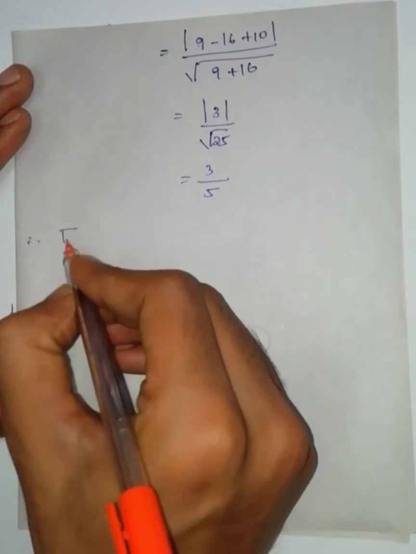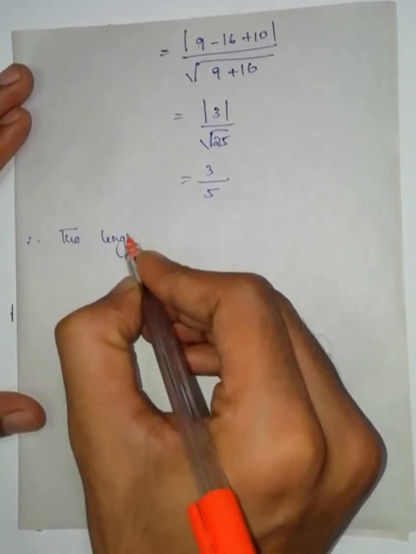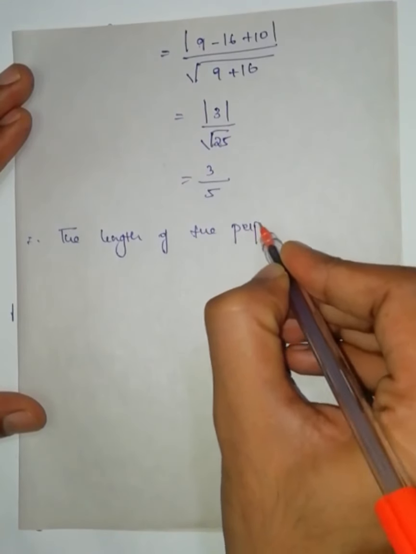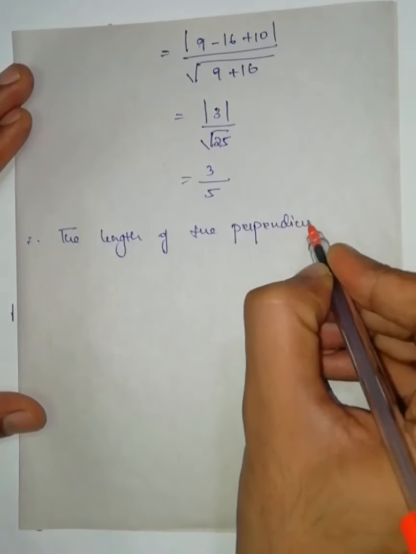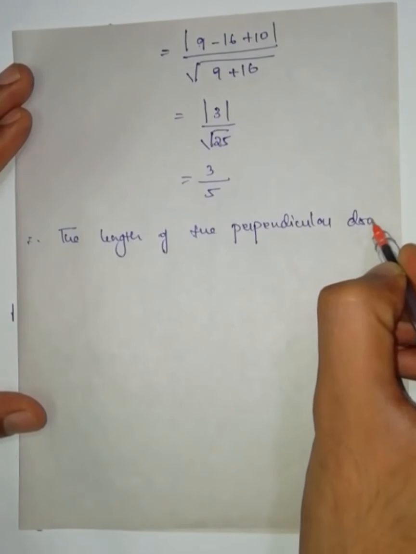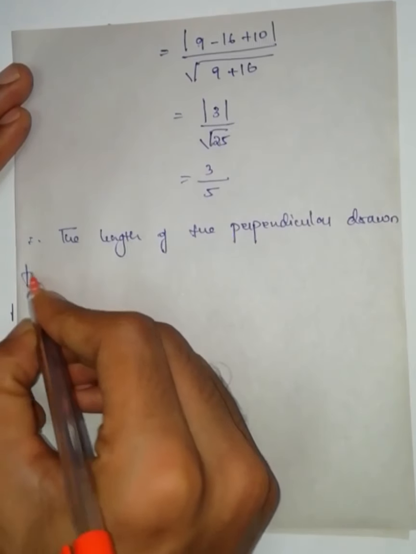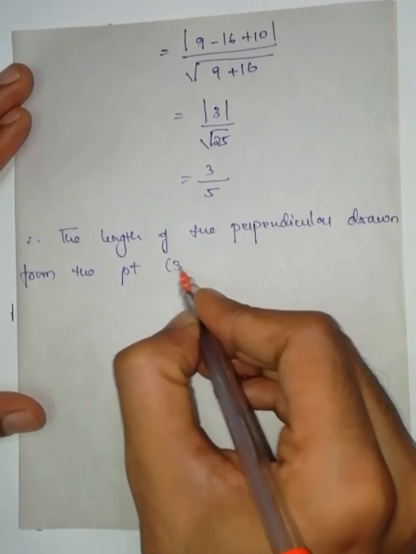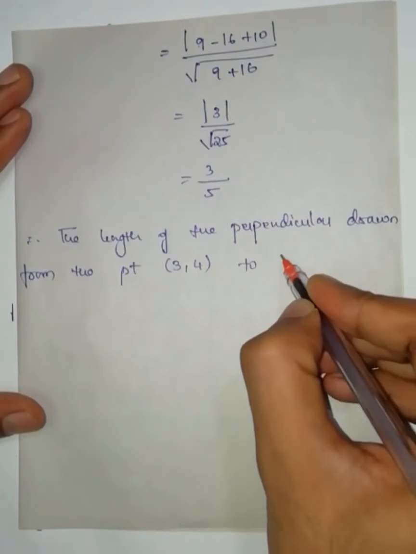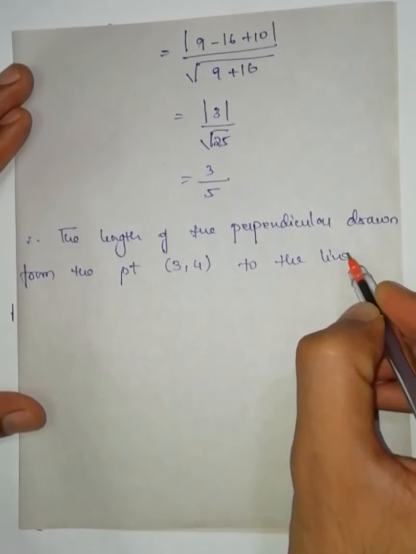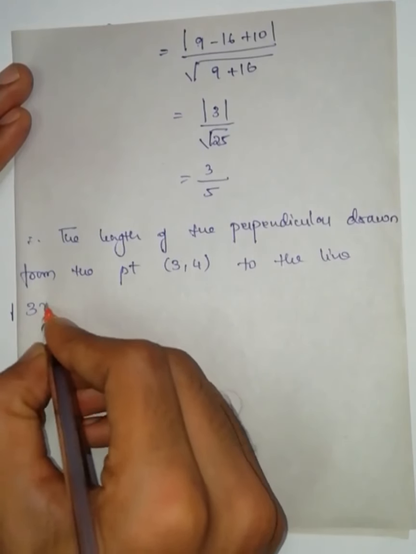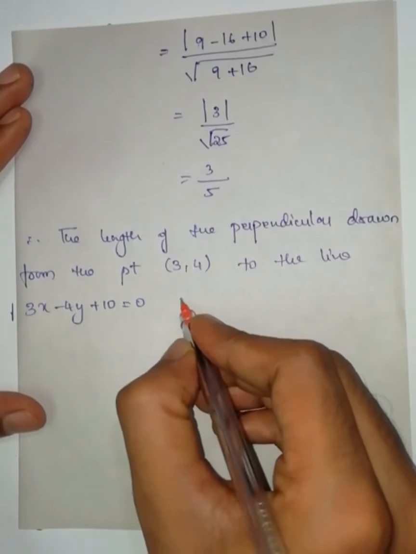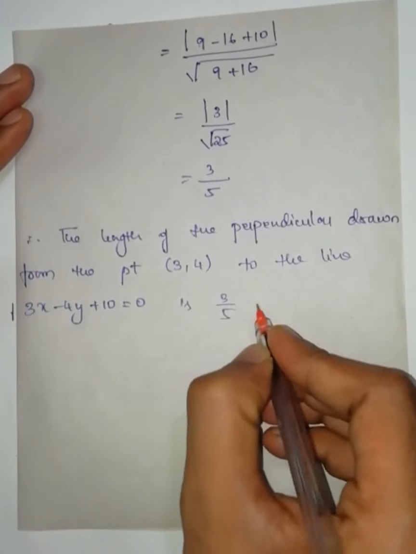Therefore, the length of the perpendicular drawn from the point 3 comma 4 to the line 3x minus 4y plus 10 is equal to 0 is 3 by 5.